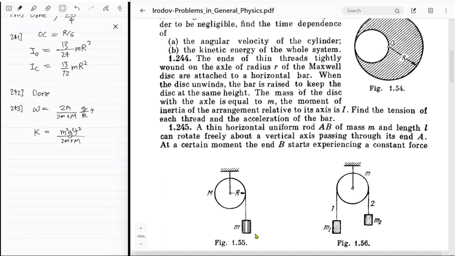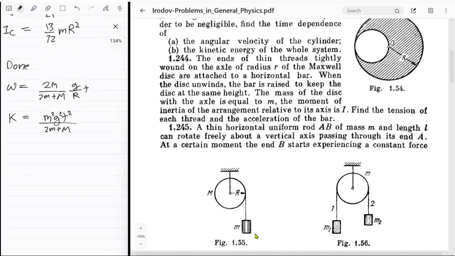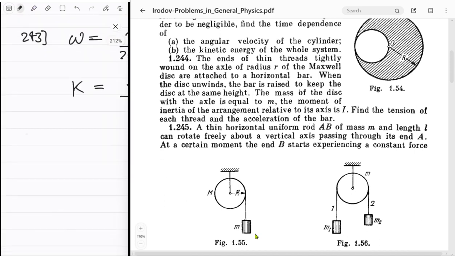Hey, is this dimensionally correct? First of all, gt is velocity. This whole thing is mass. Yeah, it is actually 244.